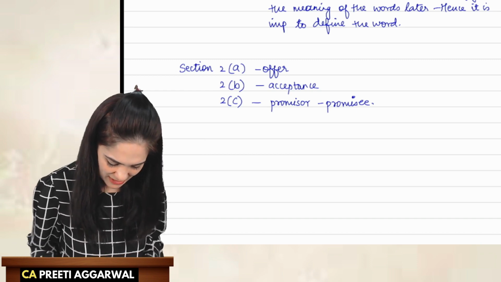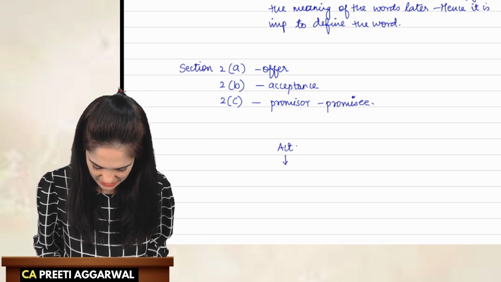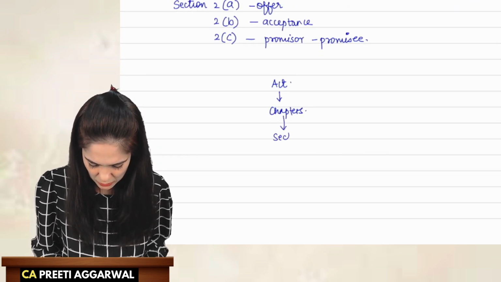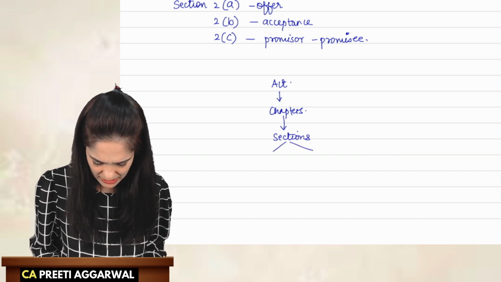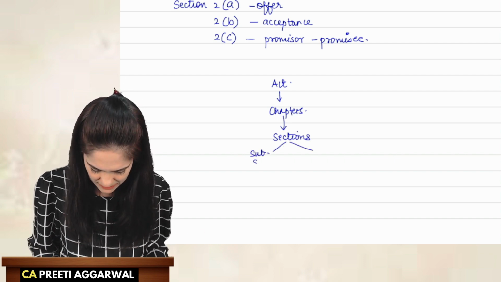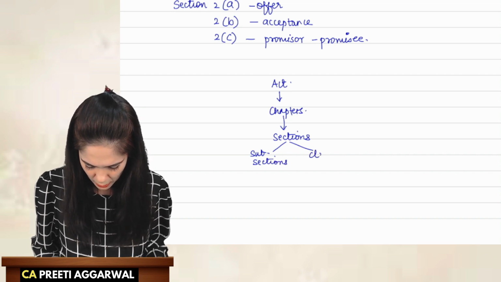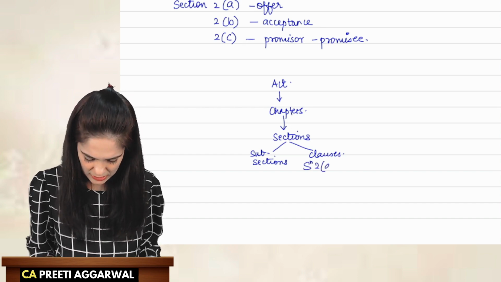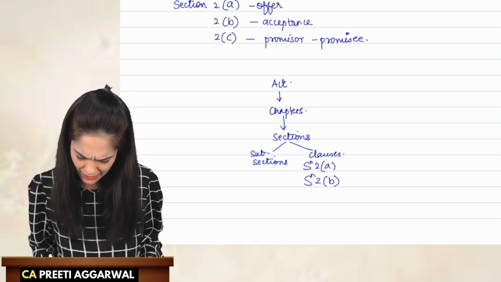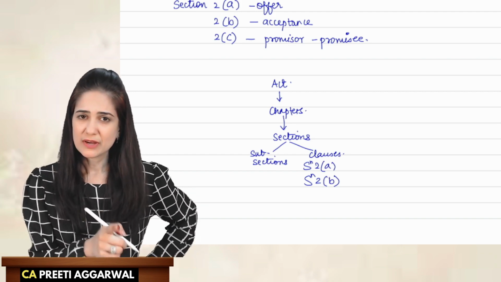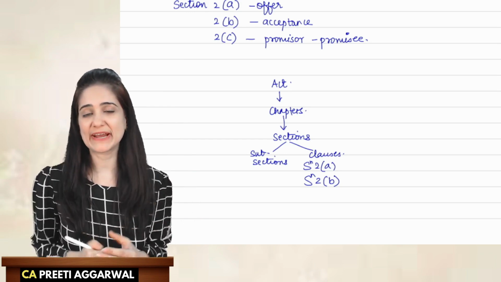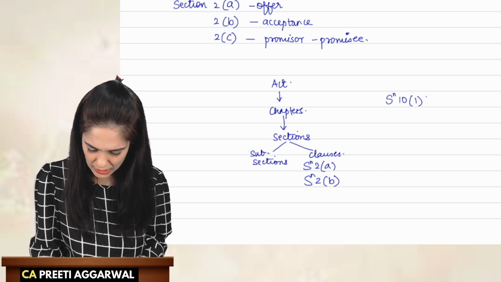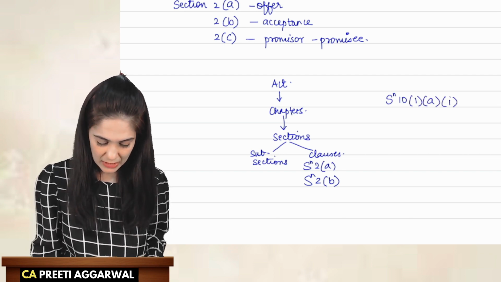Yes. Now, an act is first divided into chapters. Chapters are then divided into sections. Sections may be further divided into subsections or clauses. Okay, so we have section 2, clause A, section 2, clause B. Ma'am, but after a section, we have a subsection, na? How did you go directly to a clause? Now, let's say that you have written something like this, section 10, 1A, and a small one. Now, what does it mean?